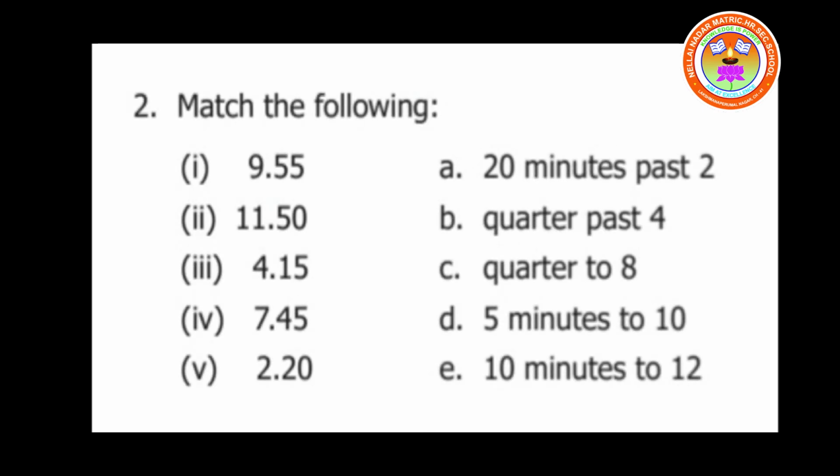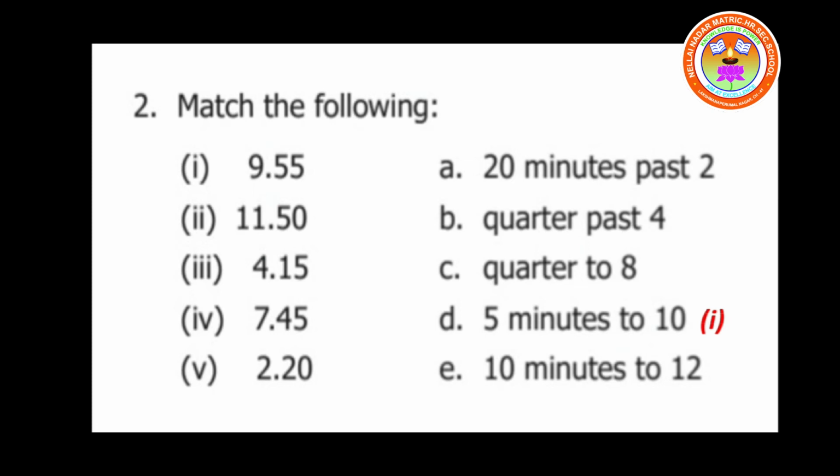See children, first subdivision 9:55. So here the options are given. 20 minutes past 2, that won't fit. Quarter past 4 also won't, because it is 9:55. So you will be getting 5 minutes more to 10. That is option D, your answer. So first one, 5 minutes to 10.